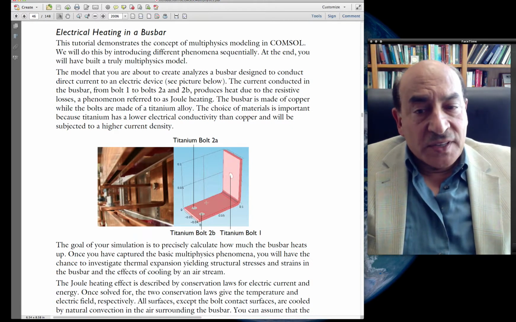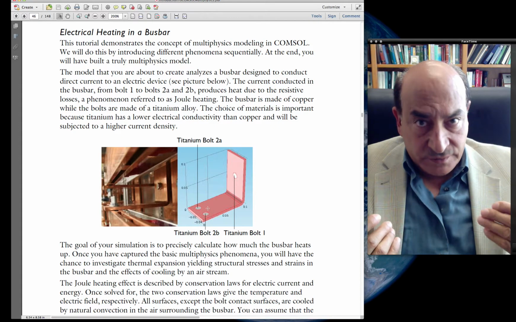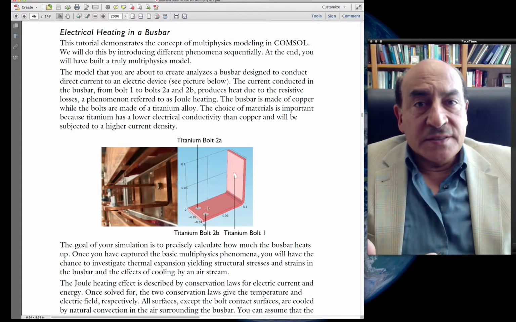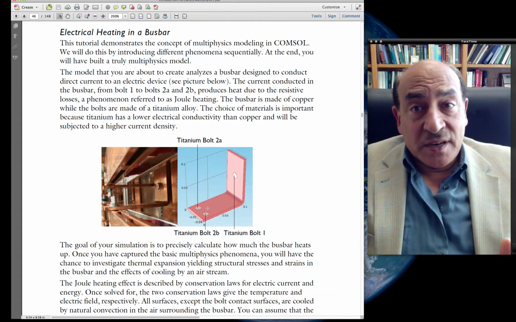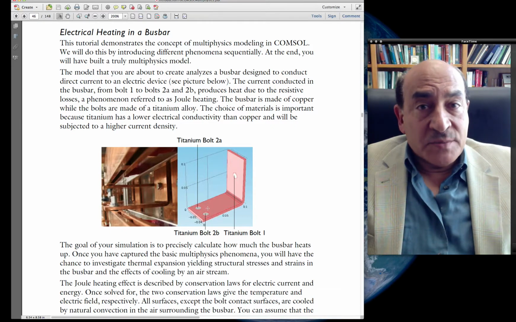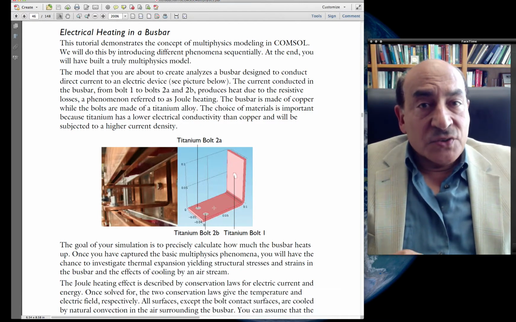As the current is flowing here, it will cause Joule heating. And the Joule heating, as we know from our courses on electricity, is the power that is produced when the current flows in a resistor. If we remember, it is I squared R, or I times V. That power is like a heat source, and then the heat is going to be distributed everywhere. So we have a heat source coming from the electromagnetics.